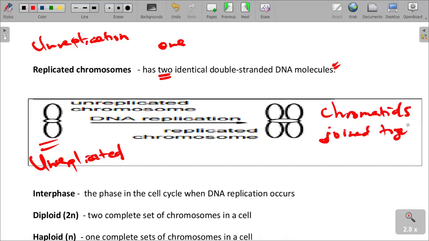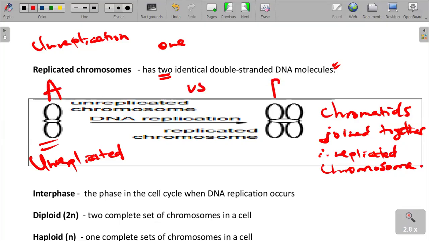When they are joined together, therefore, we say that it's what? It's replicated. It defines or gives a replicated chromosome. It gives a replicated or results in a replicated chromosome. That I'm sure you are seeing. Identify diagram A versus diagram B. You can see what I'm talking about.